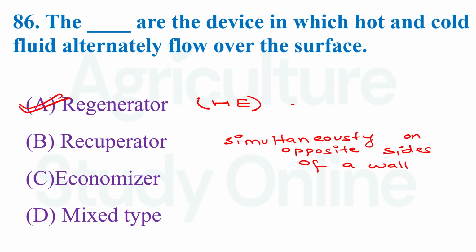Economizer, so we know that it will preheat the feed water using the flue gas, so no alternating flow is there. And mixed type, so this is not a standard one. So the correct option is option number A.